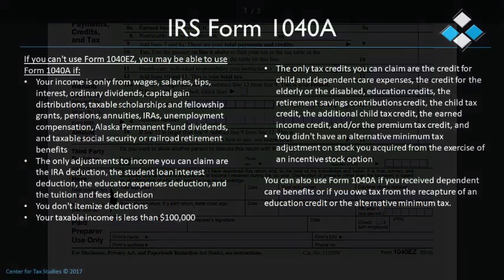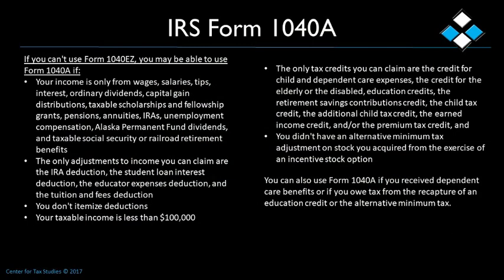1040EZ form. Now what about the 1040A? What is this? Well, if you can't use the 1040EZ, you may still be able to use the 1040A if you have income from a couple additional sources, as is shown here, as well as you can only claim adjustments to your income if you had an IRA deduction, student loan interest, educator expenses deductions, or tuition and fees deductions. You cannot itemize as well in the 1040A, and your income again must be less than $100,000.